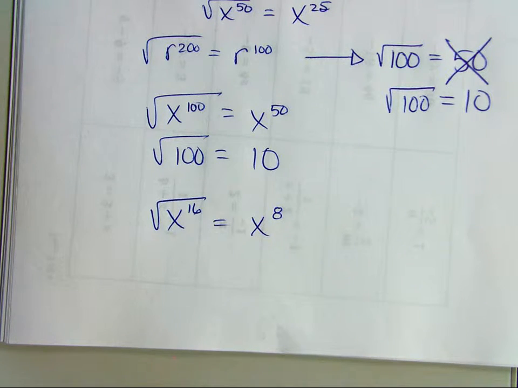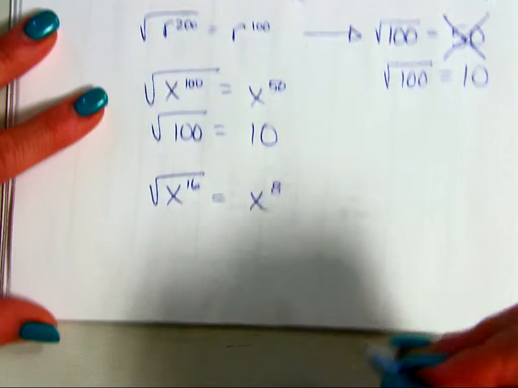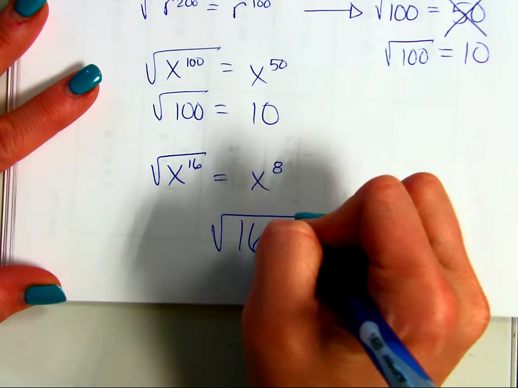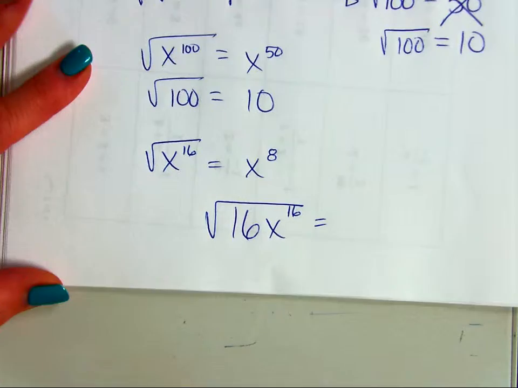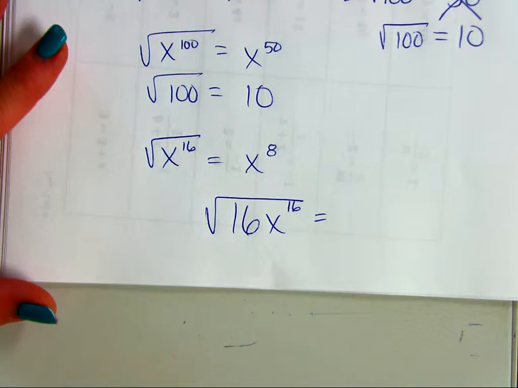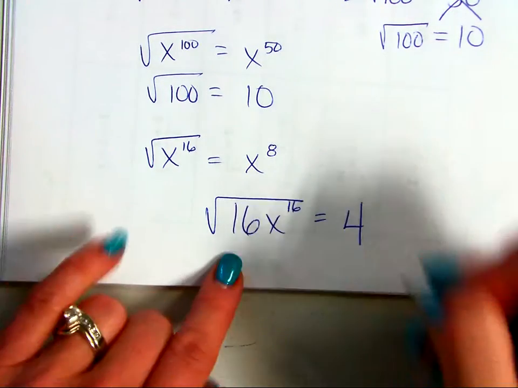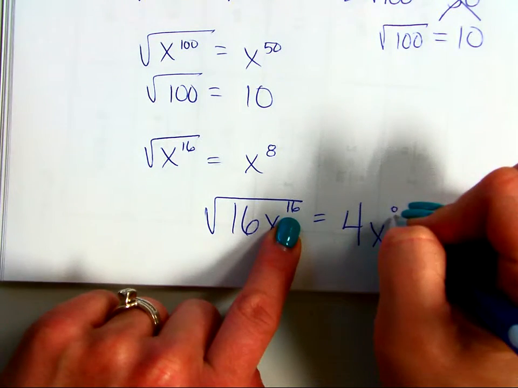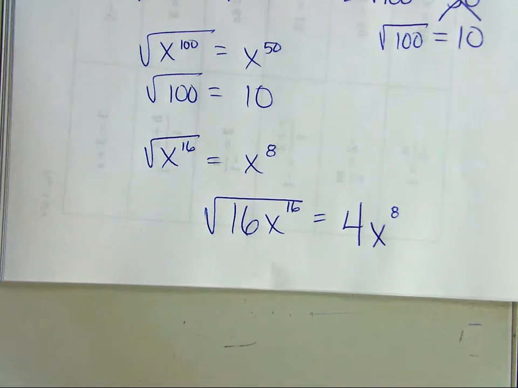What if it had a coefficient? That's what we're going to do next. So just to make this fun, William wants to know what 16x to the 16th would be. Yes. It would be 4, because that's the square root of 16, and an x to the 8th, because that's half of it. That example right there is the best thing I could have given you to help you make the distinction between the two.